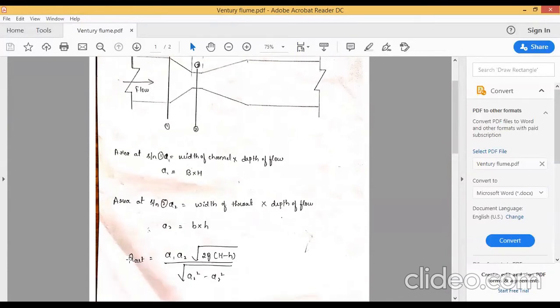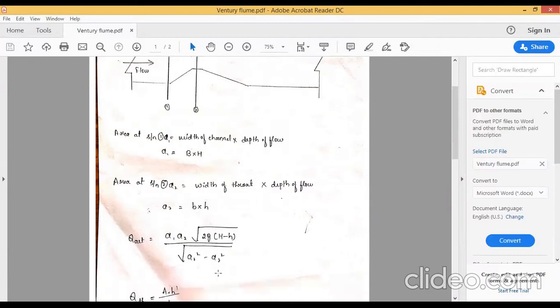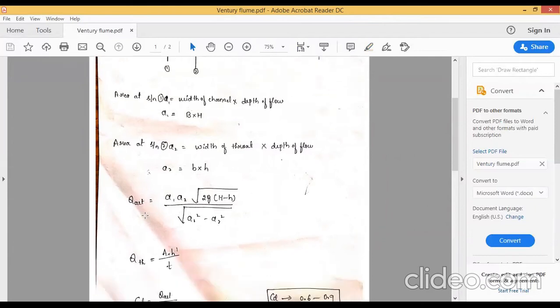So next, Q actual is equal to A1 A2 into square root of 2g into capital H minus small h, divided by square root of A1 square minus A2 square. After finding all this, you have to find out Q actual, and next you have to find out the Q theoretical. So how will you find out the Q theoretical? You have a formula. Q theoretical is equal to area into H dash divided by T.